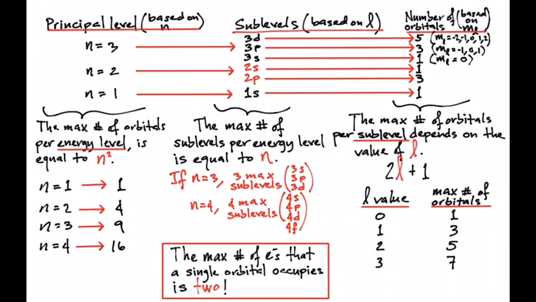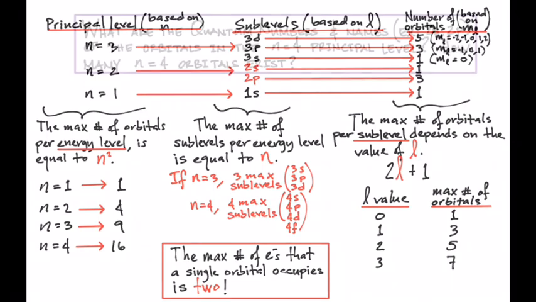If you have a d sublevel, that contains 5 different orbitals. You multiply those 5 orbitals by 2 electrons, and you get a maximum of 10 electrons in the d sublevel. Same thing for the f sublevel. You have 7 orbitals, multiply that by 2 electrons, 14 electrons in the f sublevel. But always remember that for any orbital, the maximum number of electrons it can hold is 2.